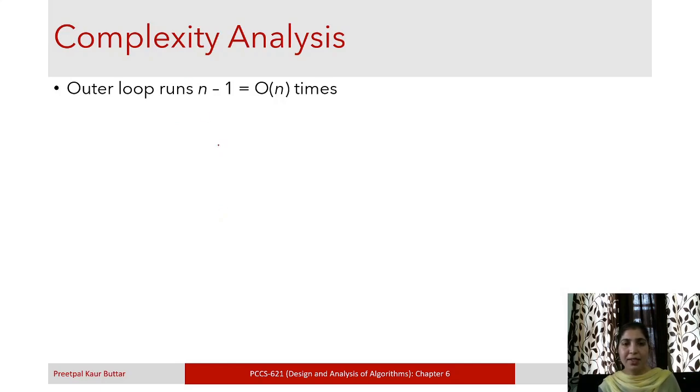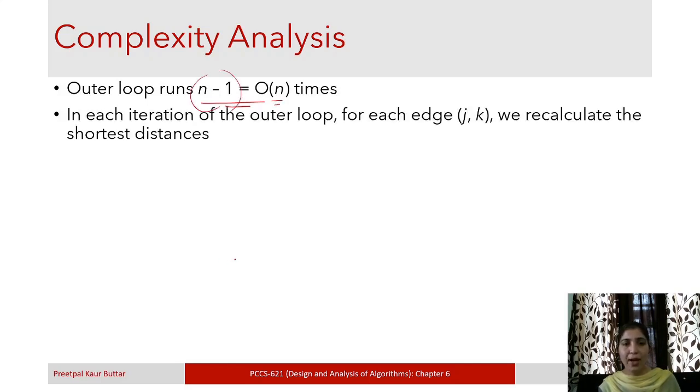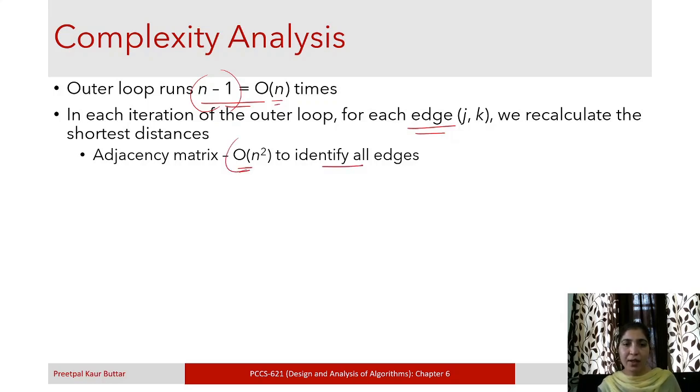Now let us move to complexity analysis. The outer for loop is running n minus 1 times, so its complexity is order of n. In each iteration, we traverse through all the edges and calculate the shortest distances. If you have to identify all the edges using the adjacency matrix, then it will require time order of n square. And if you use an adjacency list, order of m operations will be required, because there are m edges.